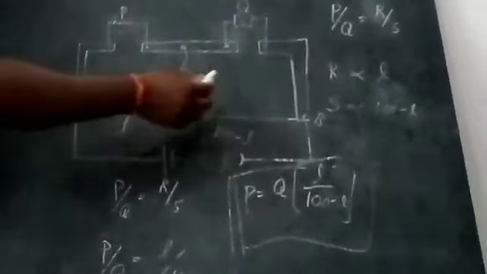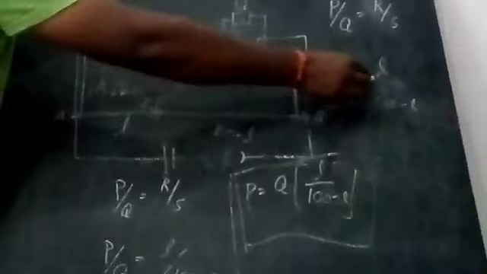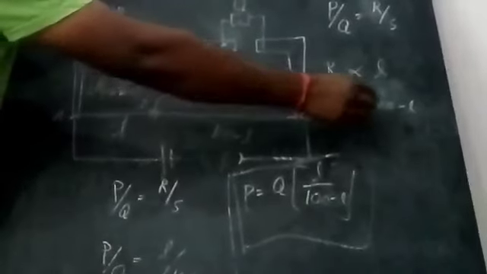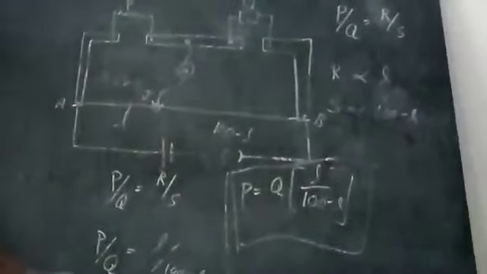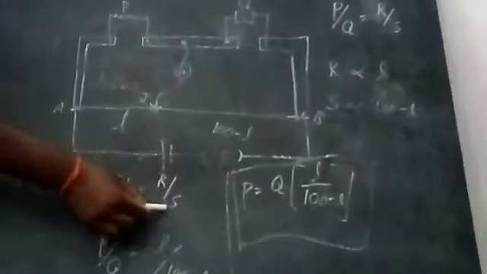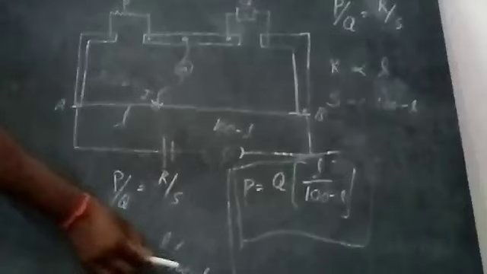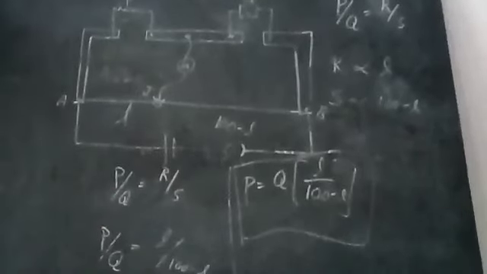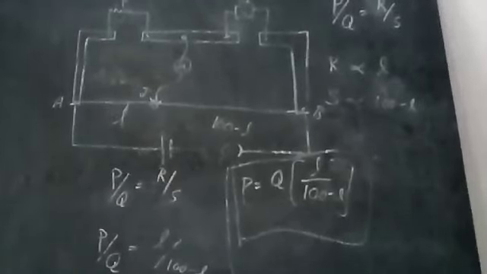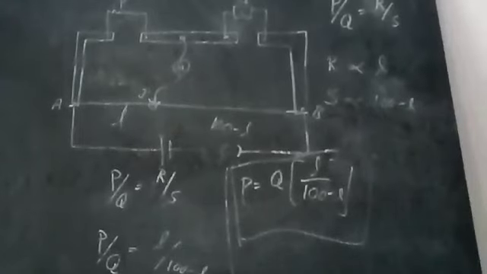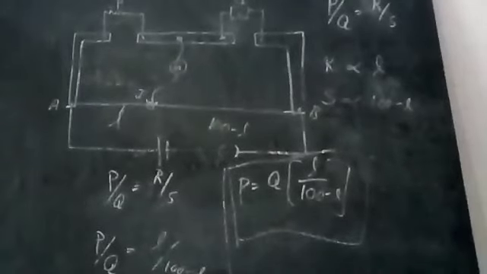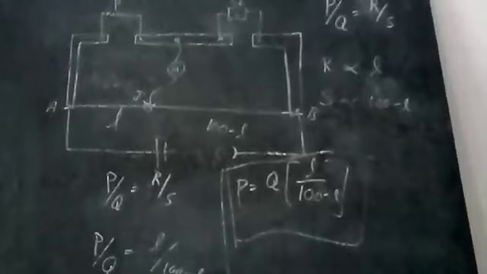We already know this resistor R is directly proportional to L, and resistance S is directly proportional to 100 minus L, and we know the relation P by Q is equal to R by S, so P by Q is equal to L by 100 minus L. After cross multiplying we get P is equal to Q into L by 100 minus L. So that is the reason the meter bridge is more accurate than Wheatstone's bridge.